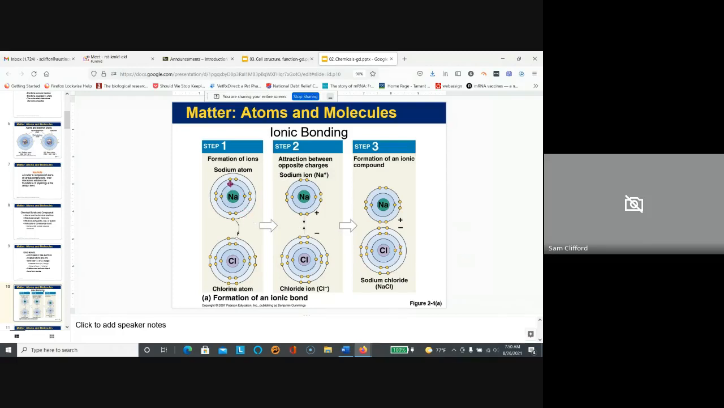Sodium has 11 electrons. It loses one to chlorine gas and becomes chloride. You see chlorine atom, chloride ion. Sodium keeps the same name. So this sodium now has 10 electrons with a positive charge because it's lost one electron. Chloride now has 18 electrons and it has a negative charge. So sodium positive is attracted to chloride negative. That's an ionic bond. That's an ionic compound such as table salt.